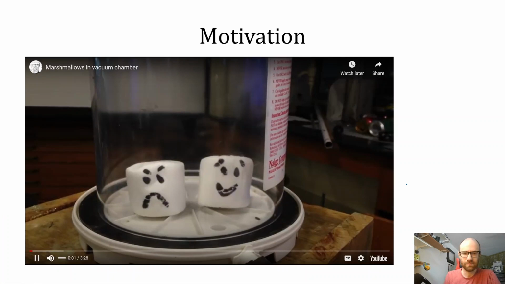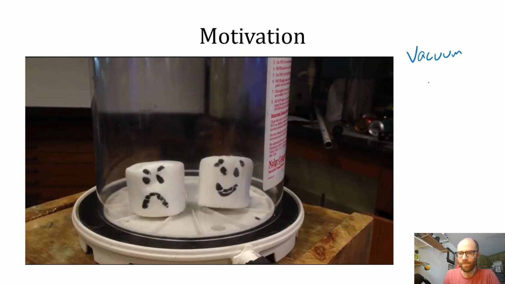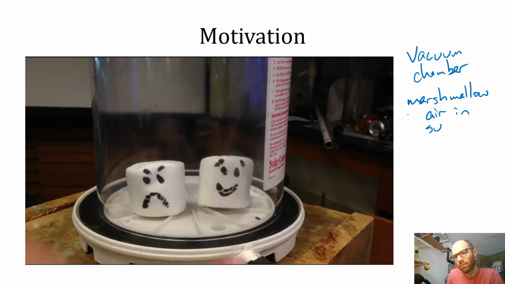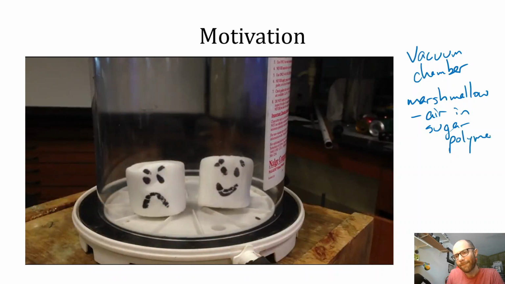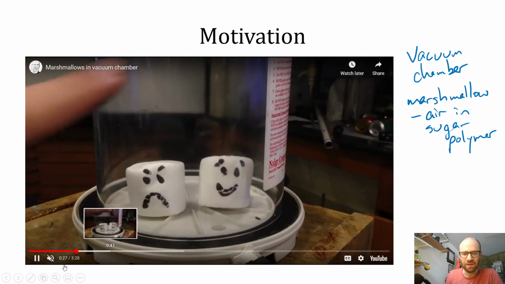This demonstration, I'm using a vacuum chamber. In this vacuum chamber, I have placed two marshmallows inside. Now, marshmallows are colloids. They're air puffed into some kind of sugary polymer that we love to eat. And this hose is connected to a vacuum pump that draws the air out and lowers the pressure. Let's stop him from talking and jump to the fun part.